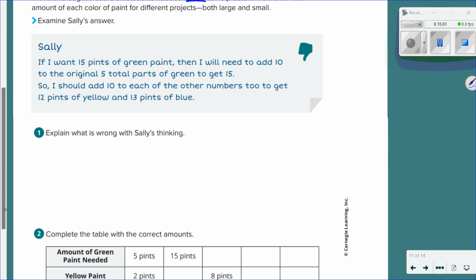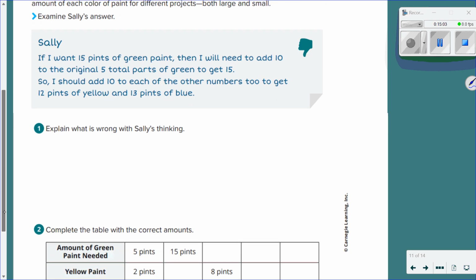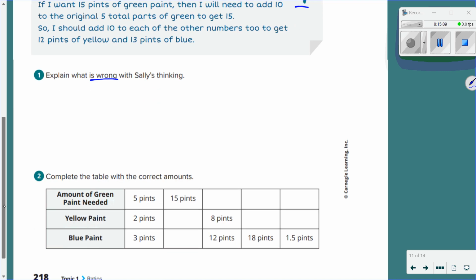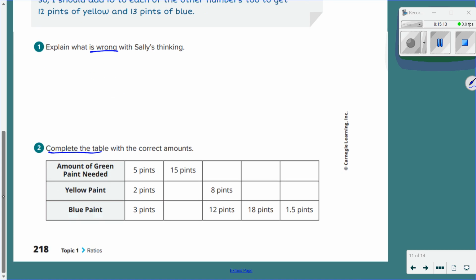Sally does some reasoning. We've already warned you it's wrong. So we want you to explain what is wrong, but then we want you to complete the table. Now I'm going to give you a little help on this first one just to make sure everybody understands what you're doing. The key is you've got to focus on what they've already given you.